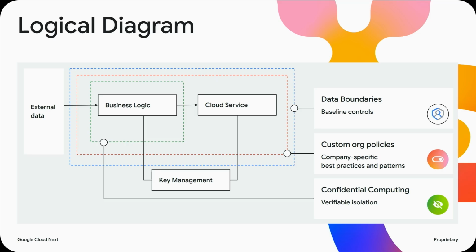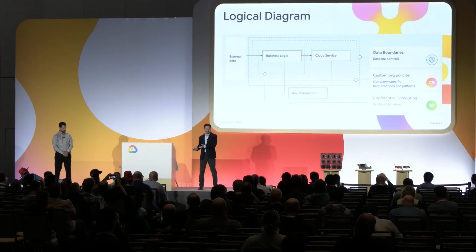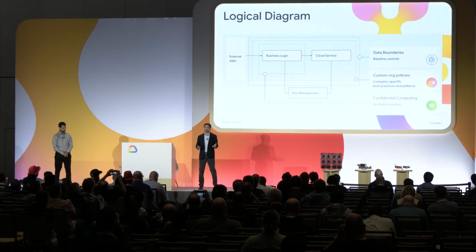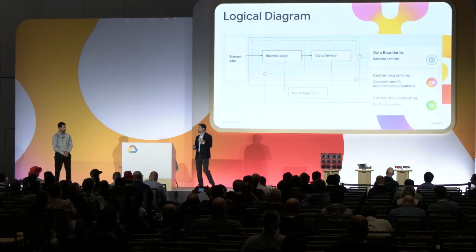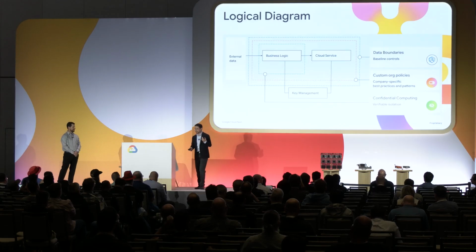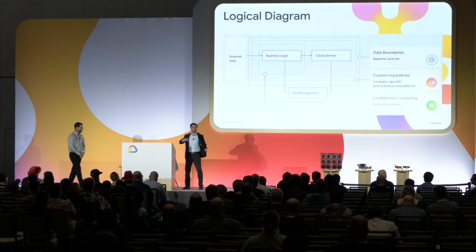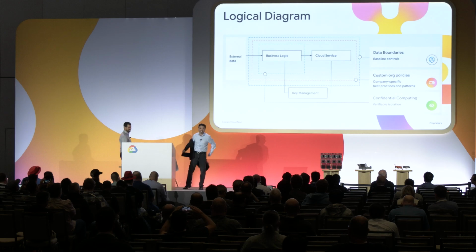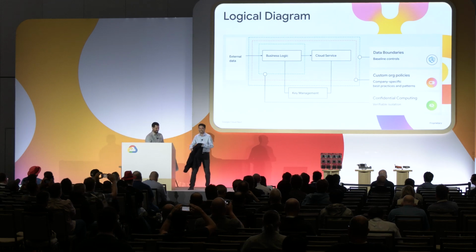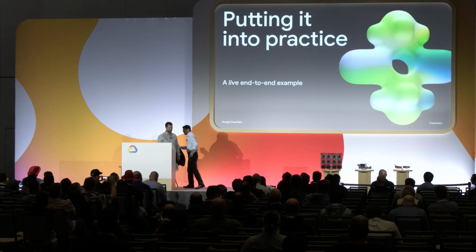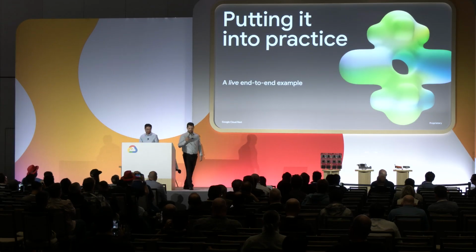So now, just to summarize, we've looked at multiple layers of security, ranging from data boundaries to custom org policies, and lastly, confidential computing. I don't know about you, but I'm ready to start doing something and building something. So let me just get a little bit comfortable, and we'll kind of get started into the live demo section. So, are you ready? Thanks, Elo.